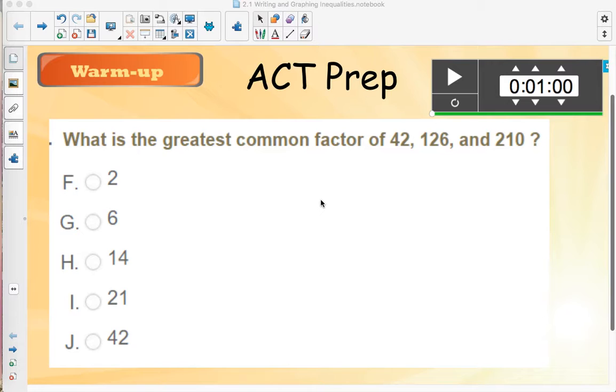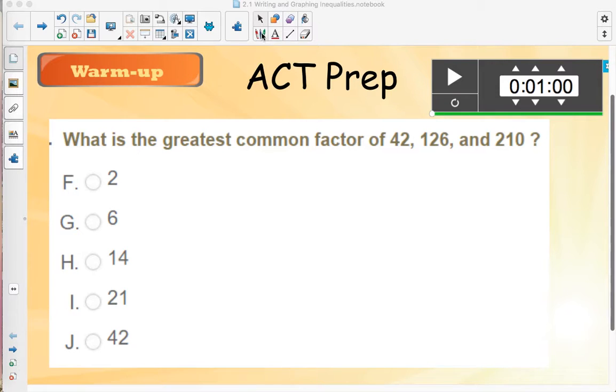Okay, welcome back. Since everyone should be ready to go, now we're going to start with a little warm-up question, a little ACT prep, just practice with some older skills, more like pre-algebra skills. Actually, the ACT has about 20 to 25% of the questions on pre-algebra skills, so we're going to review them every now and then, just get used to them. So the question is, what is the greatest common factor of 42, 126, and 210?